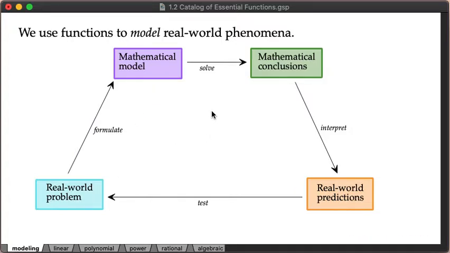Okay, so I'm going to talk about the modeling process a little bit more in a different video, but I just want to look at the catalog of essential functions. And in each of these, it is important that you are aware of all of these different basic functions and their properties: how they increase or decrease, what their domain and range are, and the symmetries or asymmetries of the functions.